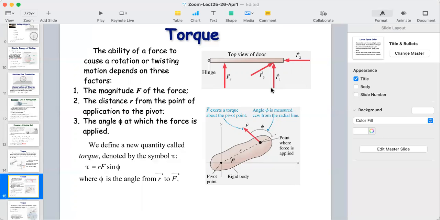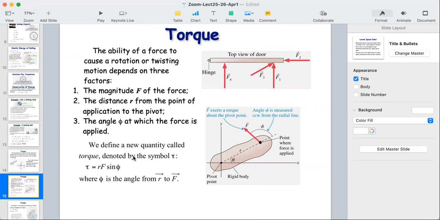But even if you apply here, F1 will be more effective than F3, right? This comes from your experience. And imagine if you apply the same force here. If you apply the same force here, you get nothing. Essentially, the door doesn't open, right? So this comes from your experience.